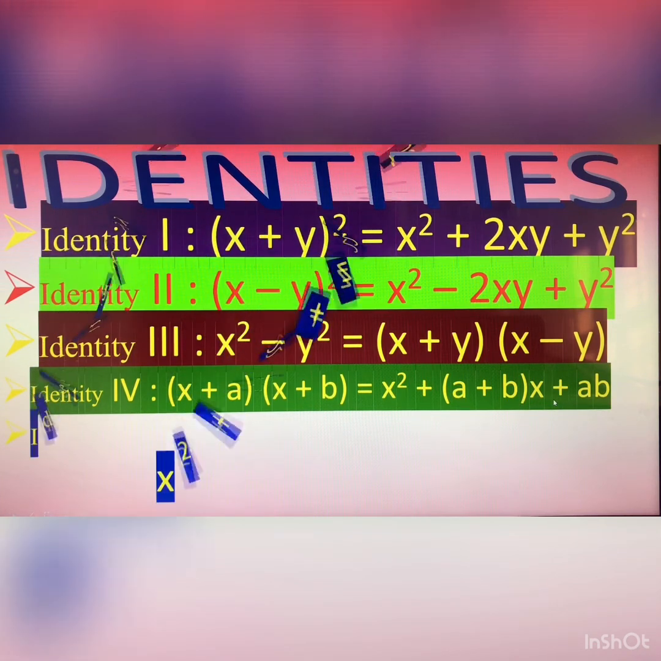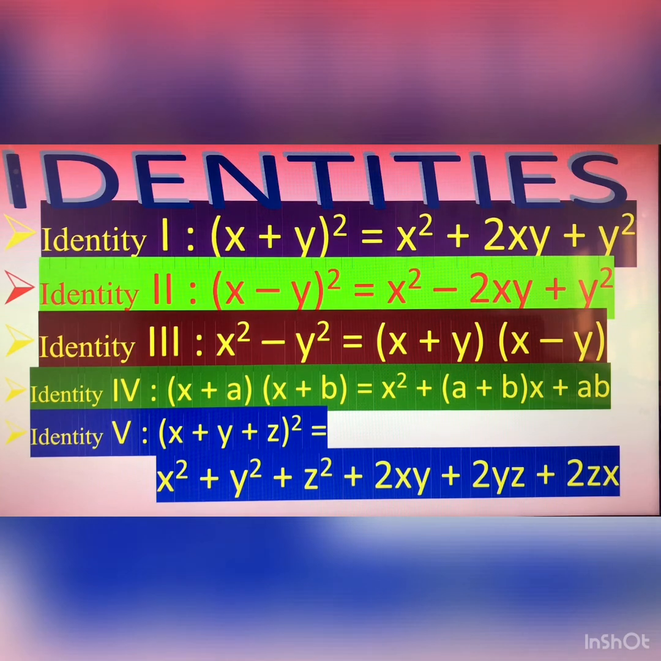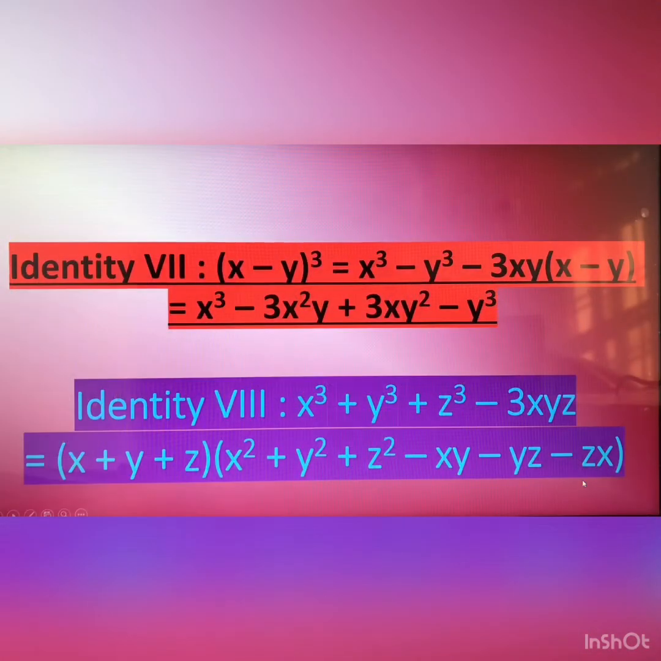So now dear, identity number 5, that is x plus y plus z whole square. This identity and the identity number first, this is the same identity, but in identity number first there are 2 terms only and here there are 3 terms. So you will write here the square of first term, square of second term, square of third term, and 2 times of multiplication successively, that is 2x into y, after that 2y into z, after that 2z into x. So this is the identity number 5.